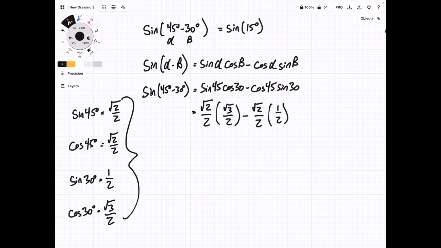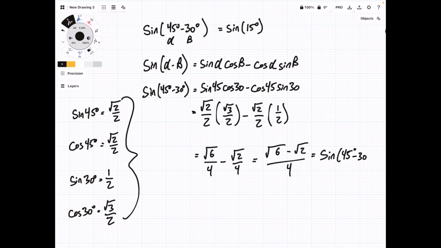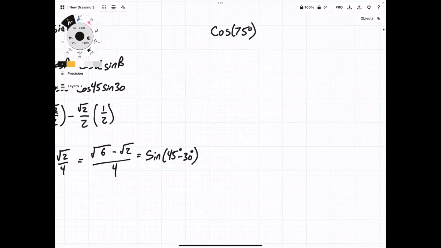So if we do out this math, we're going to get square root of 6 over 4 minus square root of 2 over 4. And that's going to equal square root of 6 minus the square root of 2, all over 4. And that is the value of sine of 45 minus 30. Sweet. Let's move on to the next one.